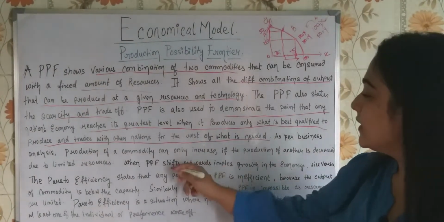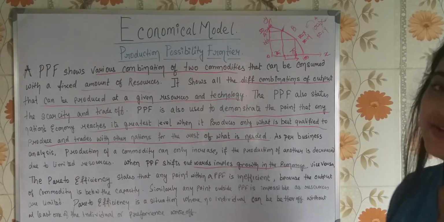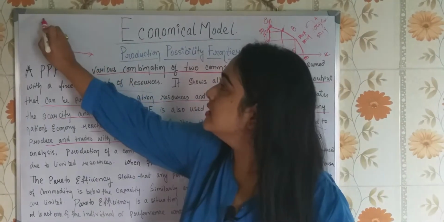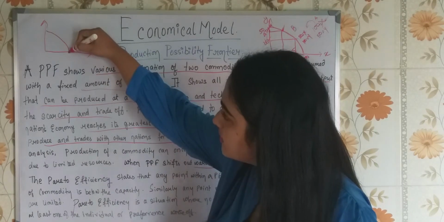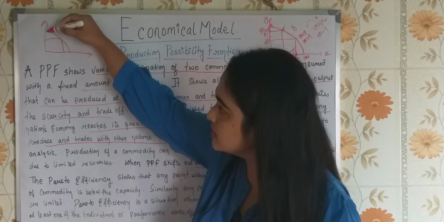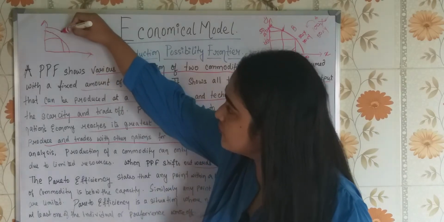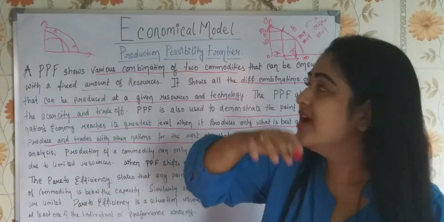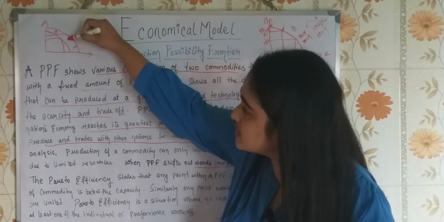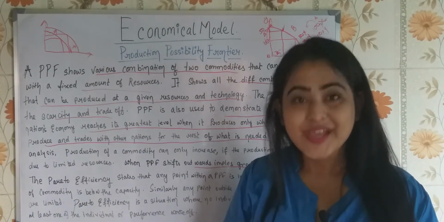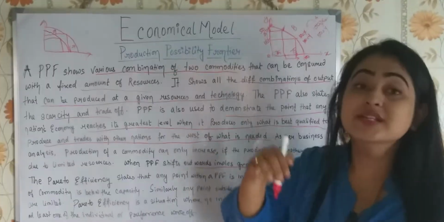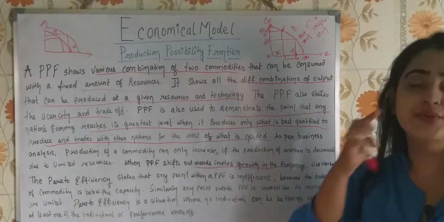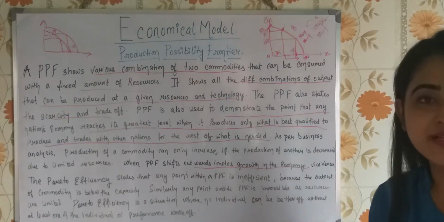Next, it is said that when PPF shifts outwards it implies growth in the economy. Means what? So, if here is the PPF, right? Now, this was the combination. Suppose this is the combination. If the PPF is shifting outward like this, what does that imply? The resources have increased. Now, the producers can produce this much. Isn't it? So, what does that imply? That there is a growth in the economy. The resources have increased. We have more resources and now we can produce more. Isn't it? Without reducing another commodity.